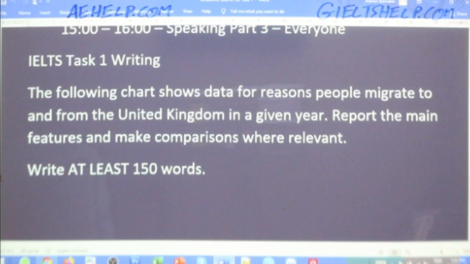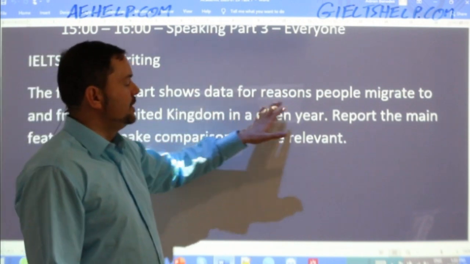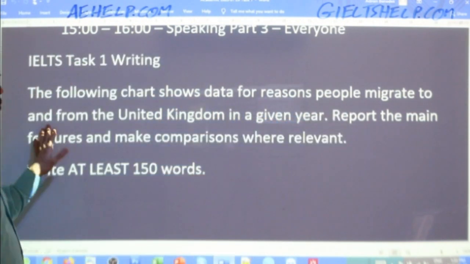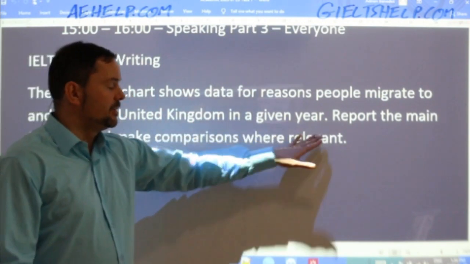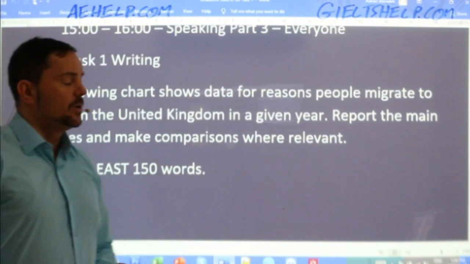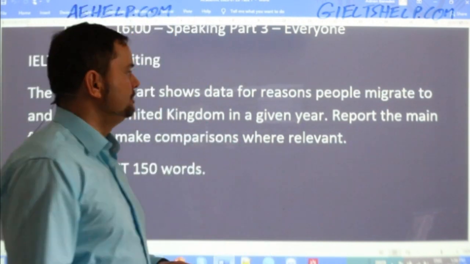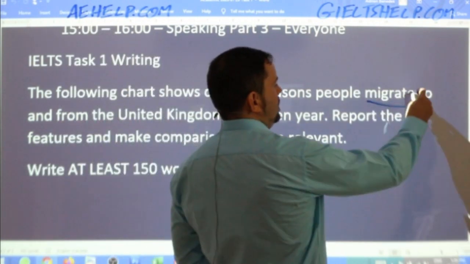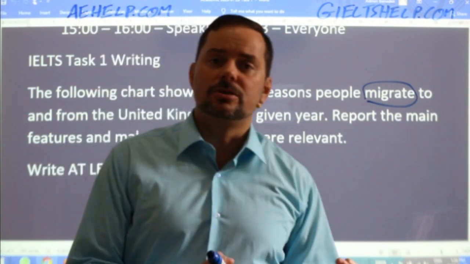IELTS Task 1 writing, of course, first read the question carefully. The following chart shows data for reasons people migrate to and from the United Kingdom in a given year. Report the main features and make comparisons where relevant, okay? The word migrate simply means to move from one location to another.